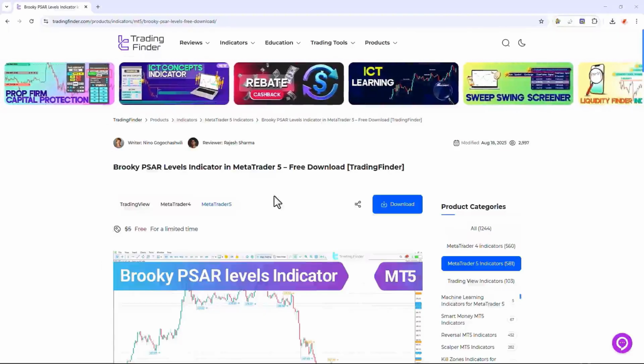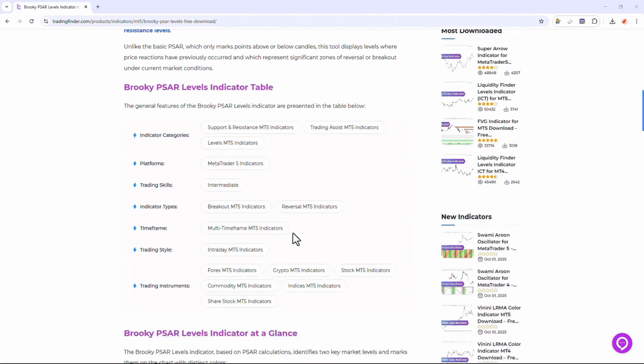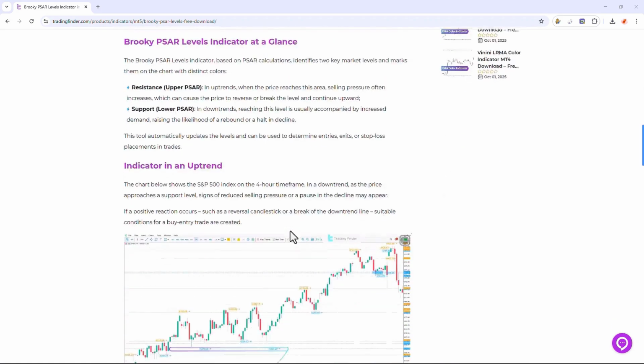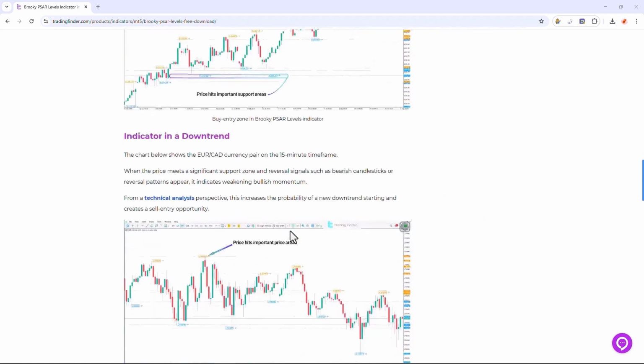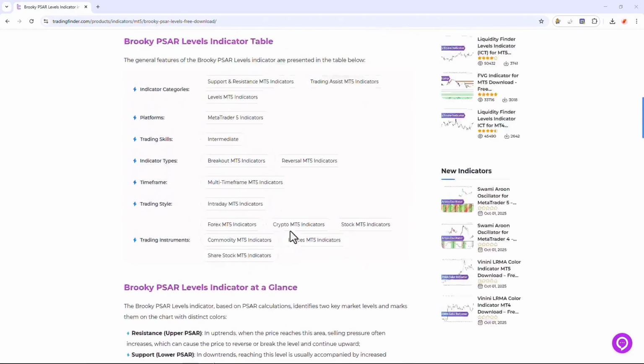The Brooky Parabolic SAR Levels Indicator, a highly effective and useful tool available for various trading platforms on the TradingFinder website, can be easily downloaded by traders directly from the indicator's dedicated page. Additionally, to understand precisely how this indicator functions and the best ways to utilize it in your trading strategies, you are encouraged to read this detailed article.